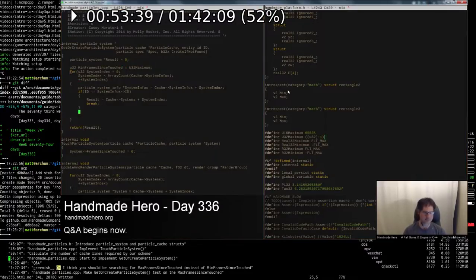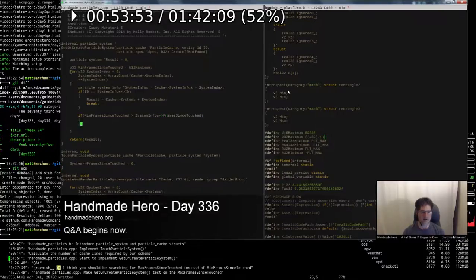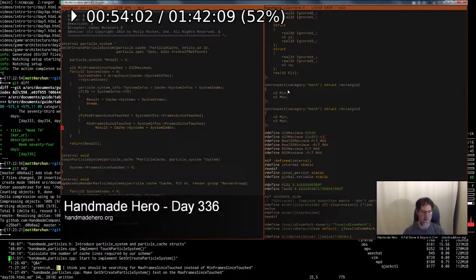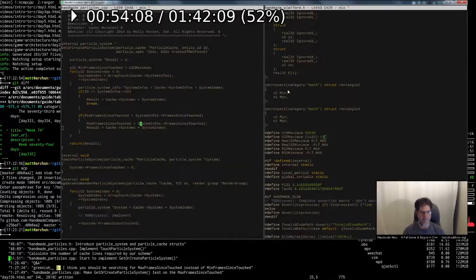then what we can do is say, all right, if the min frames since touched is greater than whatever this system info's frames since touched is, then we want to grab it and remember this index, right? Essentially we're saying we want to track which one has been the oldest.